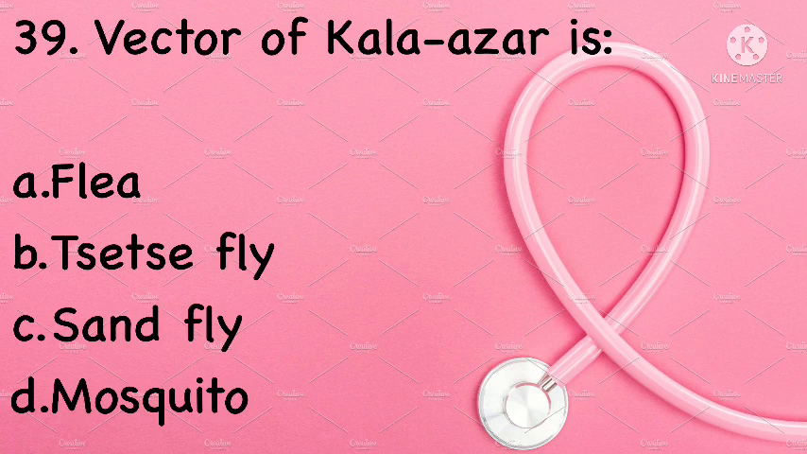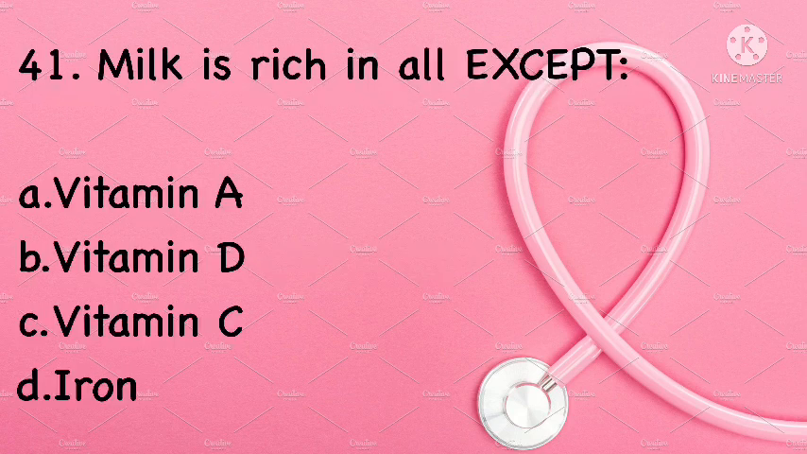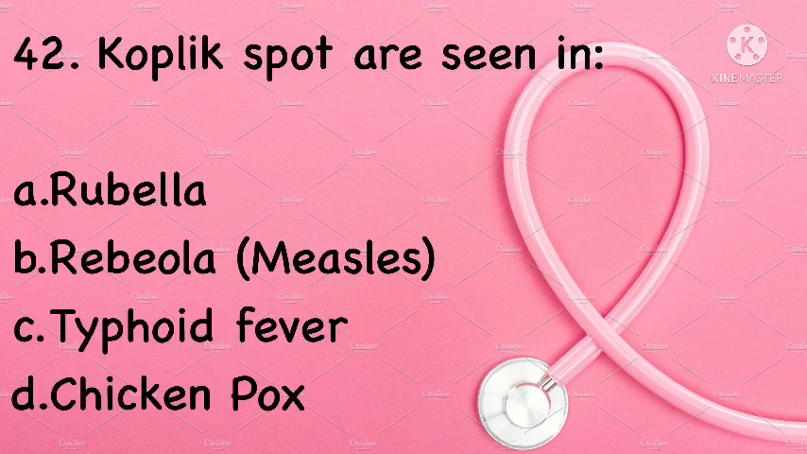Vector of Kala-azar is: A. flea, B. tsetse fly, C. sandfly, D. mosquito. Correct answer is C. Sandfly. Highest vitamin A content is seen in: lemon, green leafy vegetable, tomato, rye. Correct answer is B. Green leafy vegetable. Milk is rich in all except: vitamin A, vitamin D, vitamin C, iron. Correct answer is D. Iron.